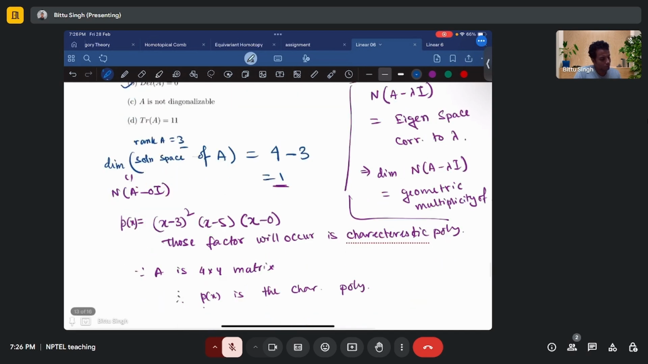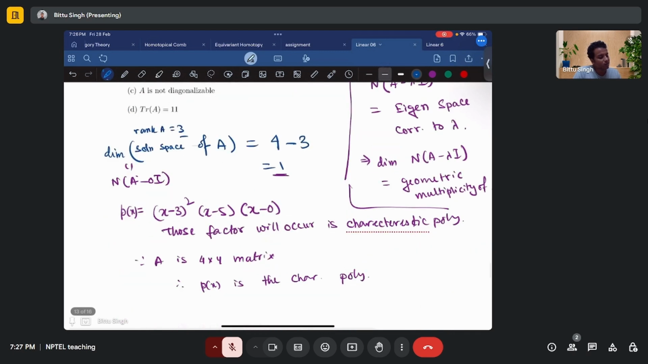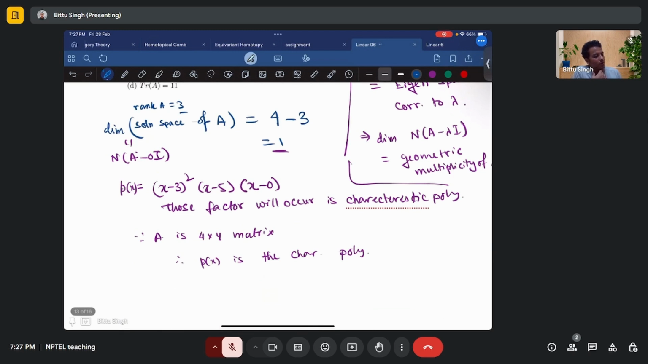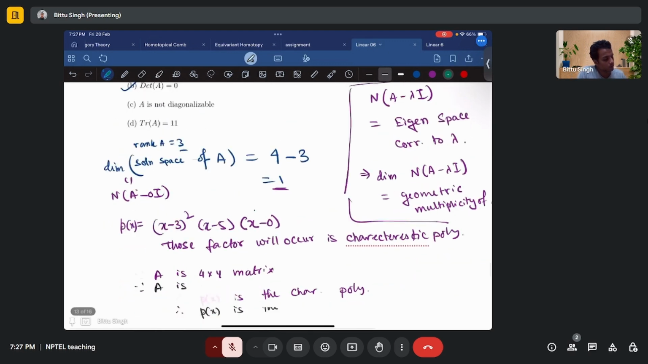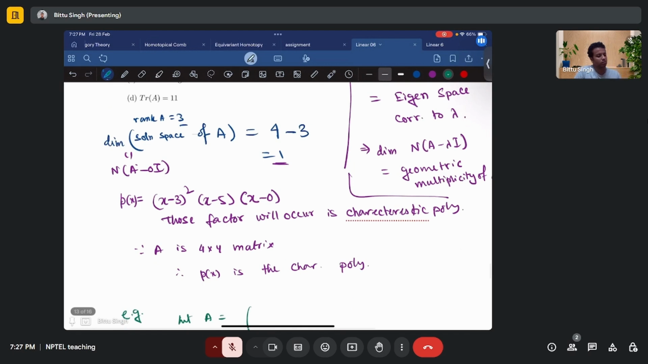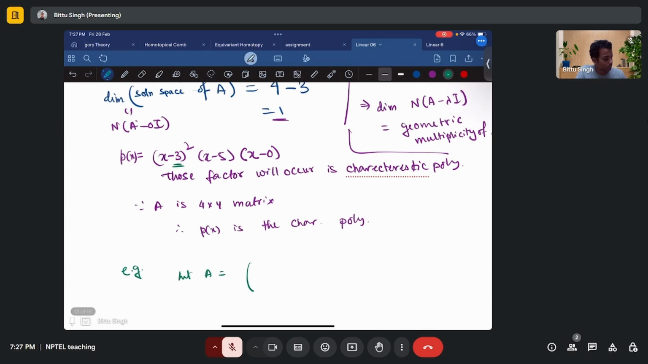Can we conclude if it is diagonalizable or not? No, it can be diagonalizable or it cannot be. There are two possibilities. For example, let A equal to this thing, because it may happen that the geometric multiplicity of 3 is less than the algebraic multiplicity. One example will be like this.